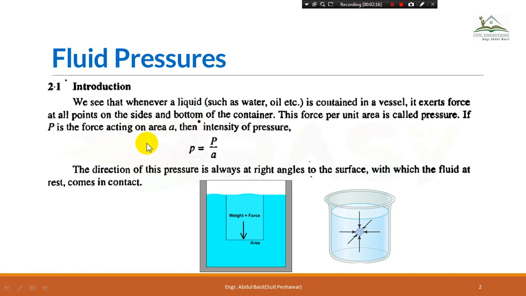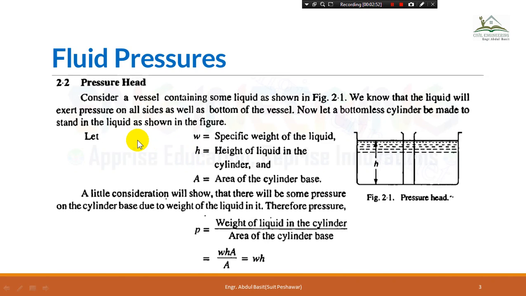Whenever a liquid such as water or oil is contained in a vessel, that pressure may be due to water, oil, or any other type of liquid. It exerts some force on all points on the sides and the bottom of the container. That force per unit area is called pressure. The force is represented by capital P, and small a is the notation for area. This is the pressure. Let me move further.